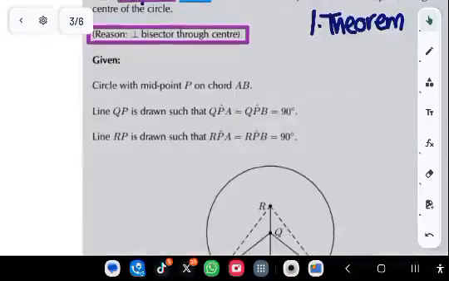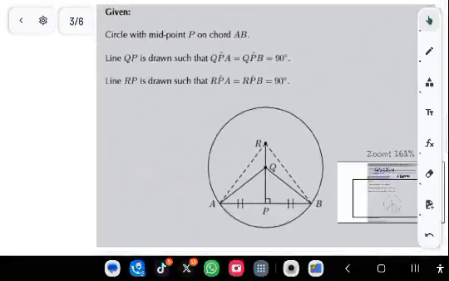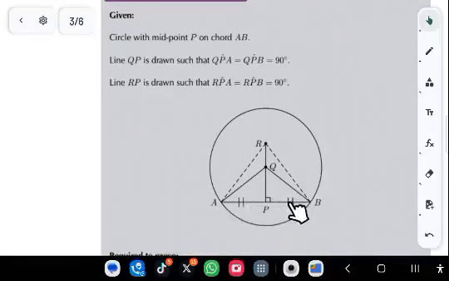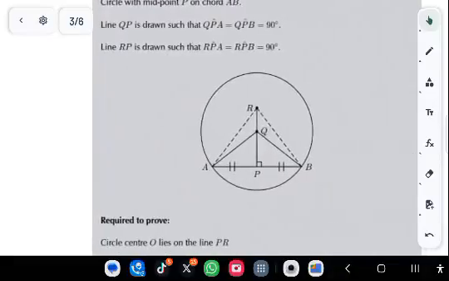What are we given? We are given a circle with midpoint P on chord AB. There is the circle. Line QP is drawn, such that angle QPA is equal to angle QPB, both right angles. It is drawn perpendicular, and point P is right in the middle. It's the midpoint. Same story, line RP is also drawn in the same scenario. Angle RPB equals angle RPA, both equal to 90 degrees. It's also drawn perpendicular.